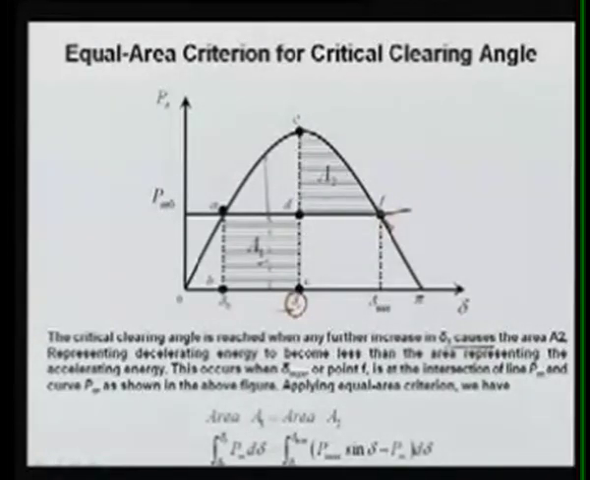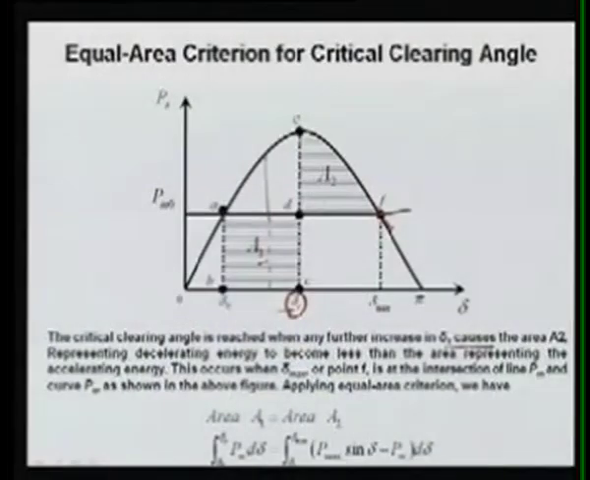So area A2 should stay within delta max, and then we determine delta C, so that if the fault is cleared at less than that angle, we can say our system is stable. To be very critical, for getting the maximum value of delta at which the fault is cleared for stable operation, area A1 should be equal to area A2.